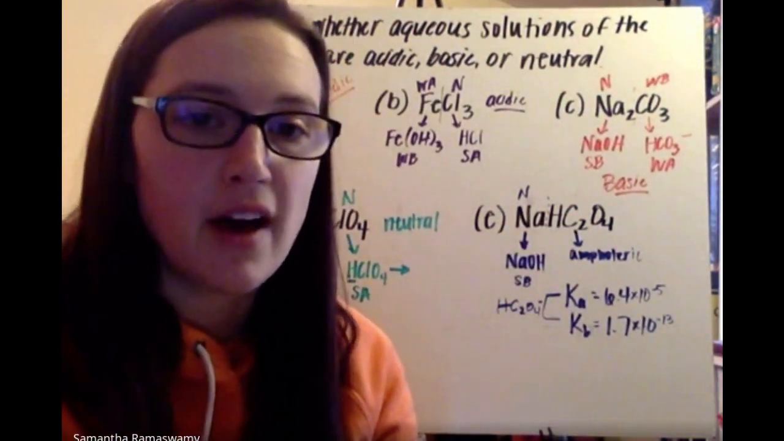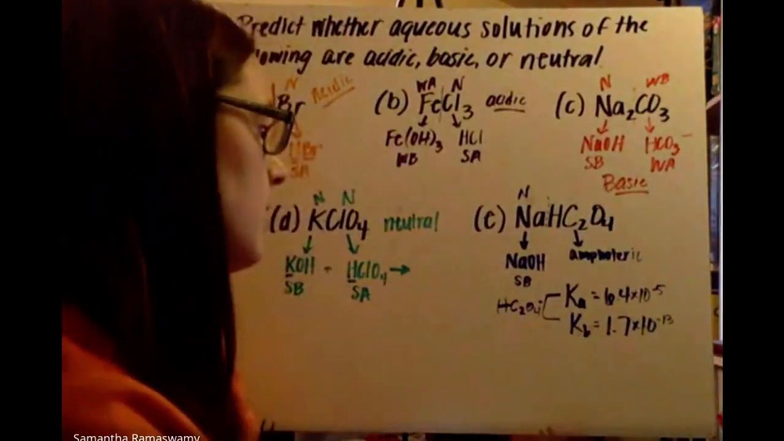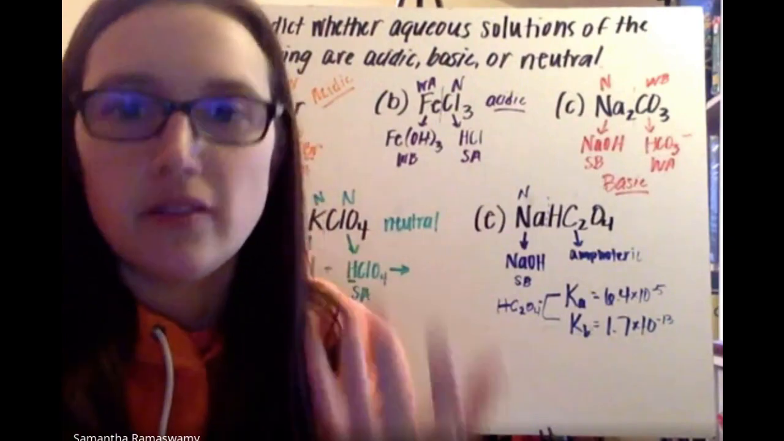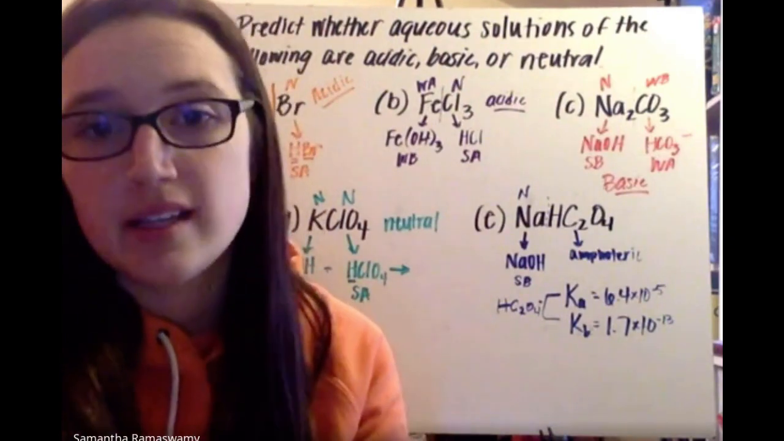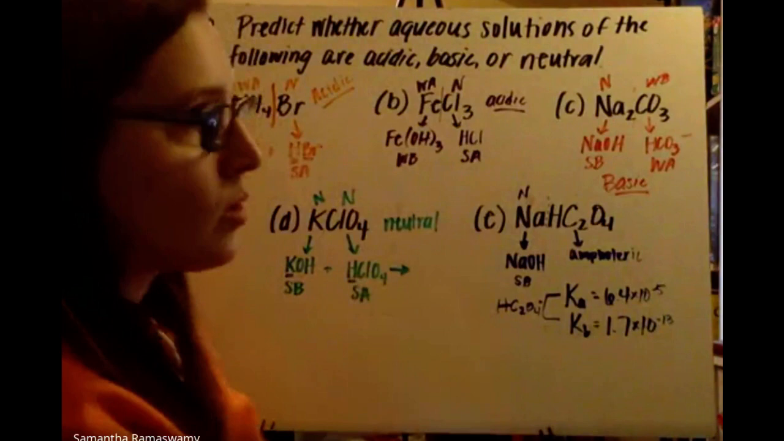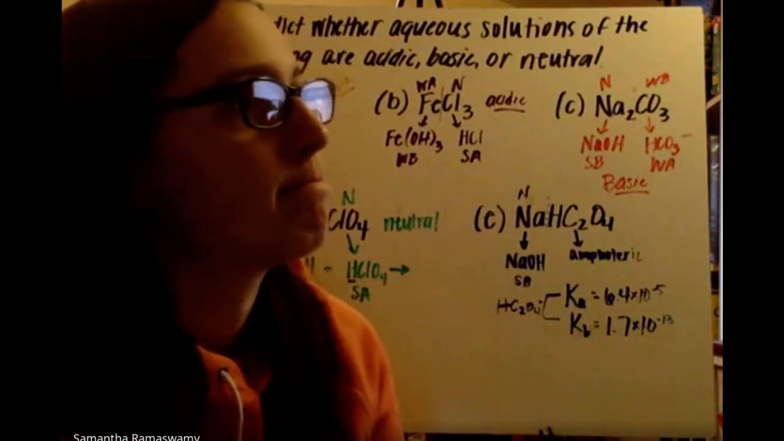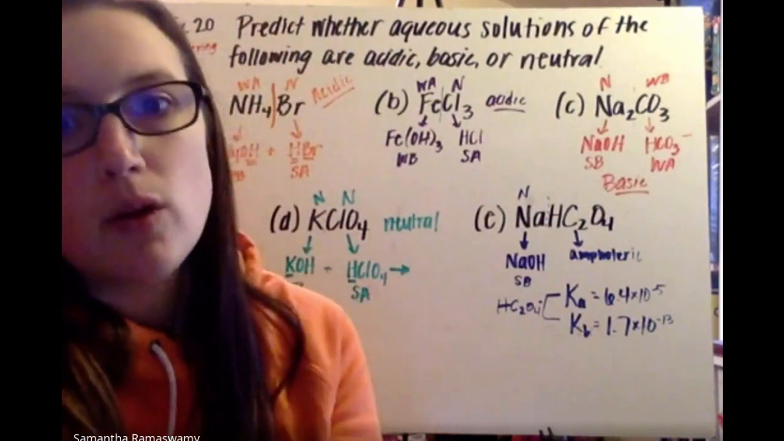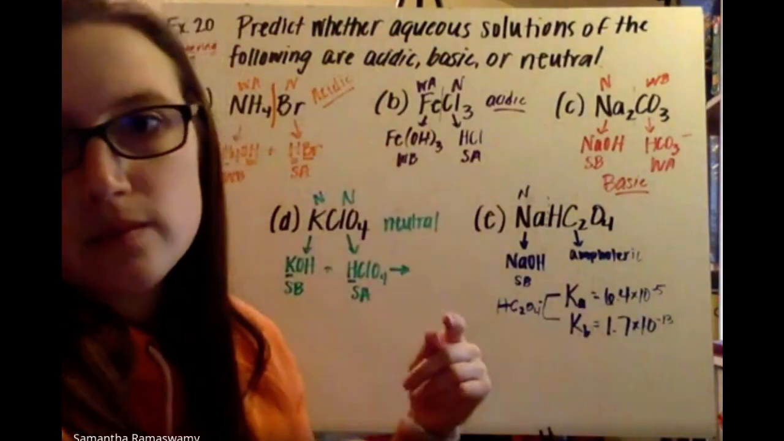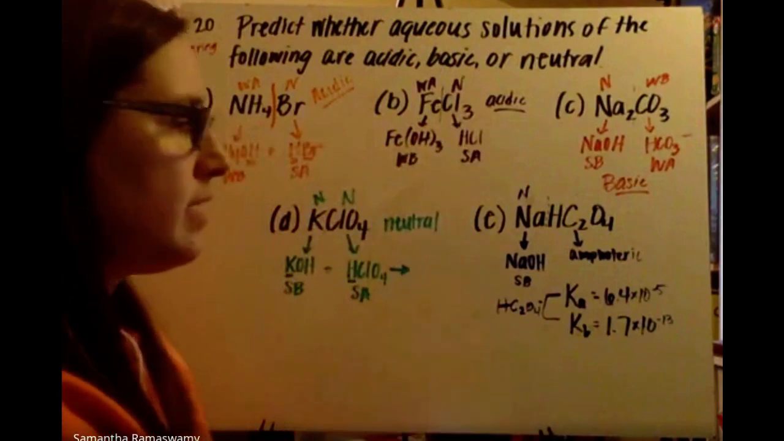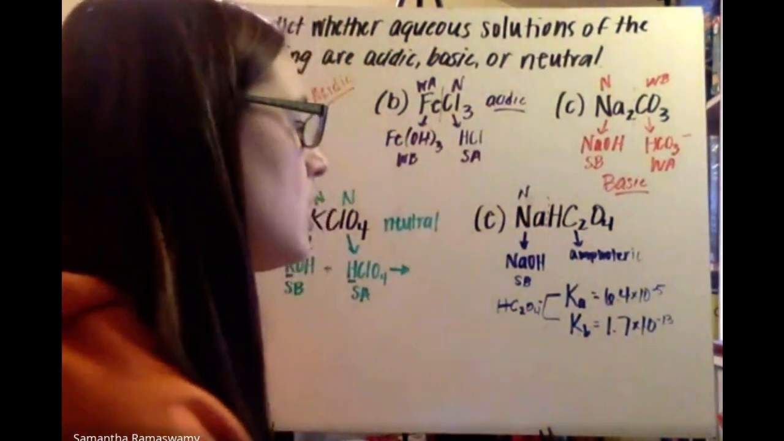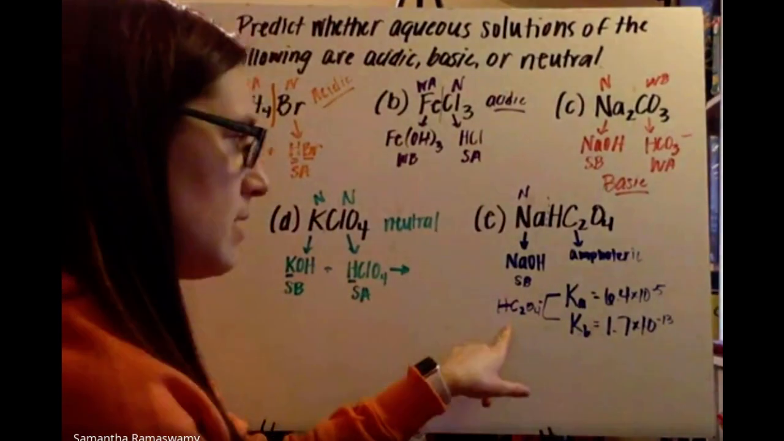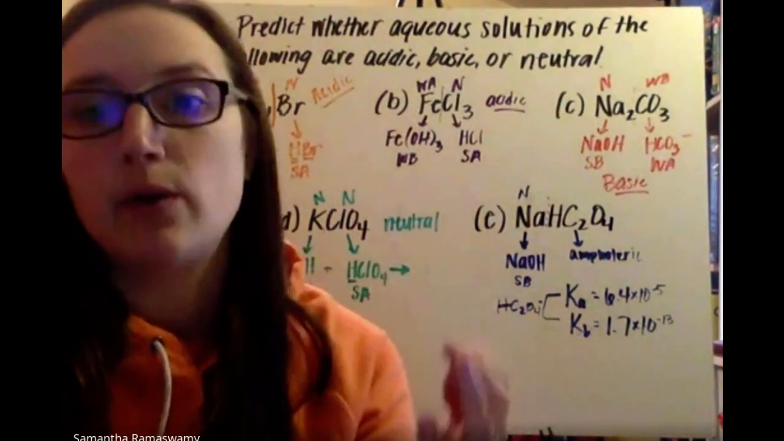You'd be given the Ka values to compare if you needed to compare them. E is more so an advanced type question. You would see more questions like A through D. E is definitely a more advanced question. So you have to compare the Ka and the Kb of this amphoteric substance. Whichever one is greater is how it will behave.